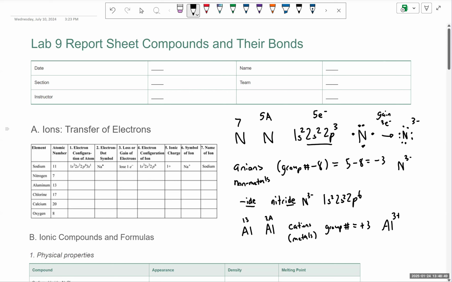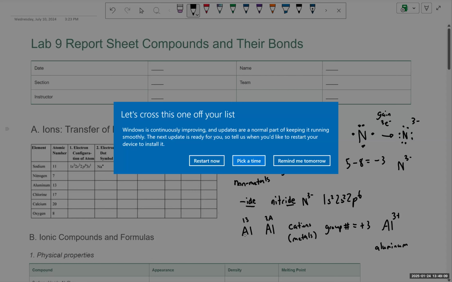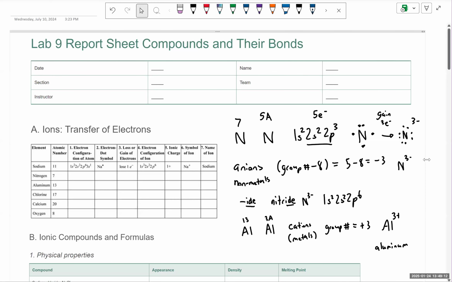I'm going to ask that you write out the configurations for aluminum and aluminum 3+ independently. One reason I am bringing up this example is that when naming this aluminum ion, you just name it as aluminum. When you are writing out the names for cations, you do not change the suffix. Okay, so for part A, you're going to continue this process and fill out this entire table.